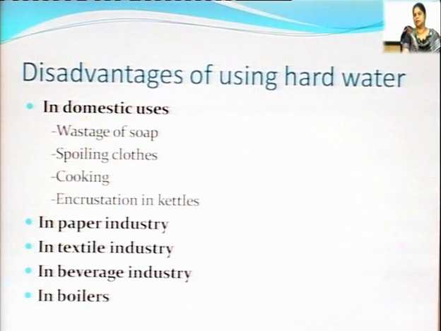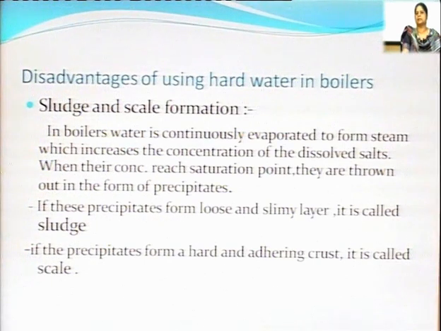The most important industrial use of water is in steam generation in boilers. So, the major disadvantage which we encounter when we use hard water in boilers is the formation of scale and sludge. Now, what is sludge and scale?